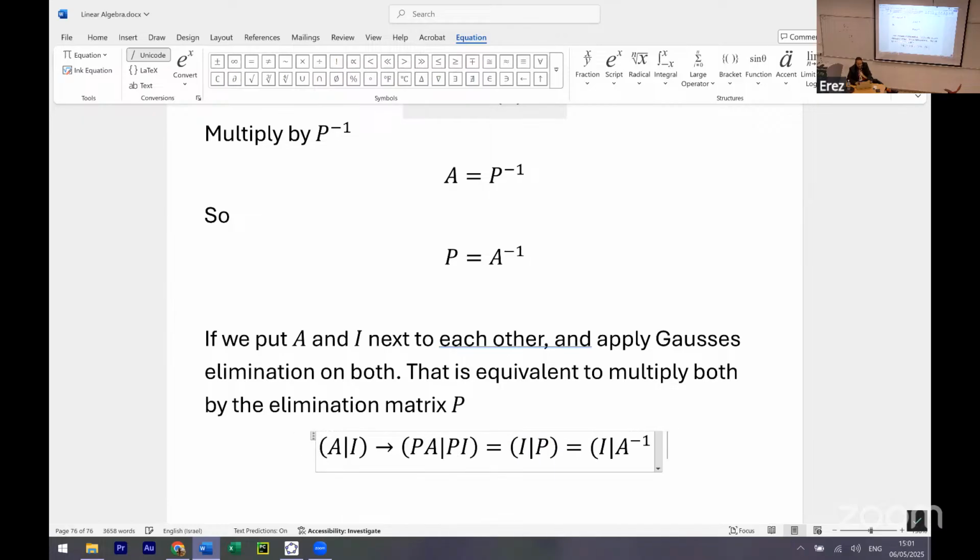So this is the way to find the inverse matrix. You simply start by writing A to the left and the identity matrix to the right. You simply do Gauss elimination, and by some kind of dark magic, at the end, on the left-hand side you get the identity matrix, and on the right-hand side you get the inverse of A.